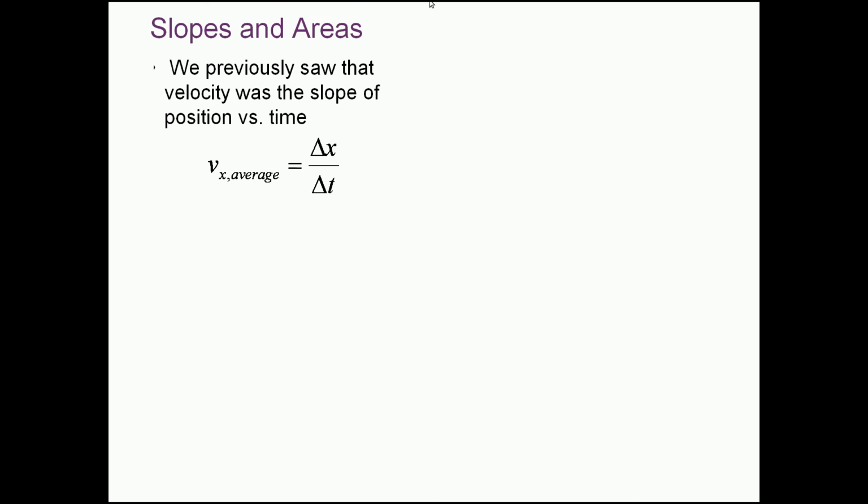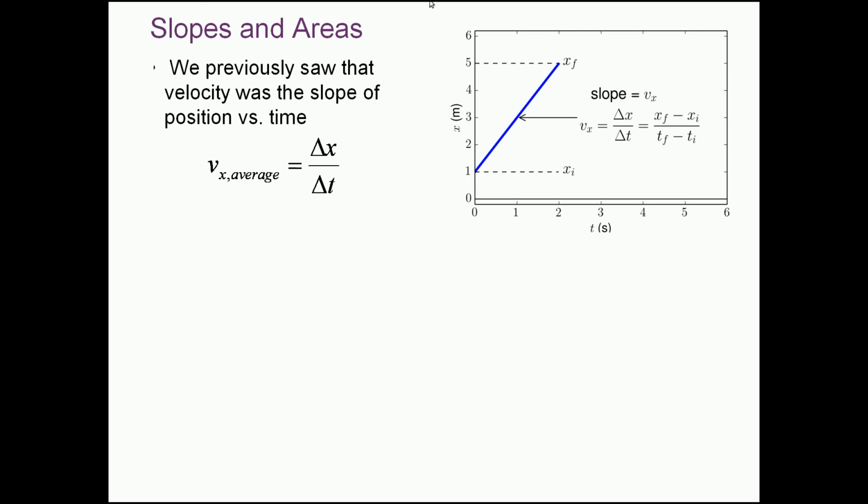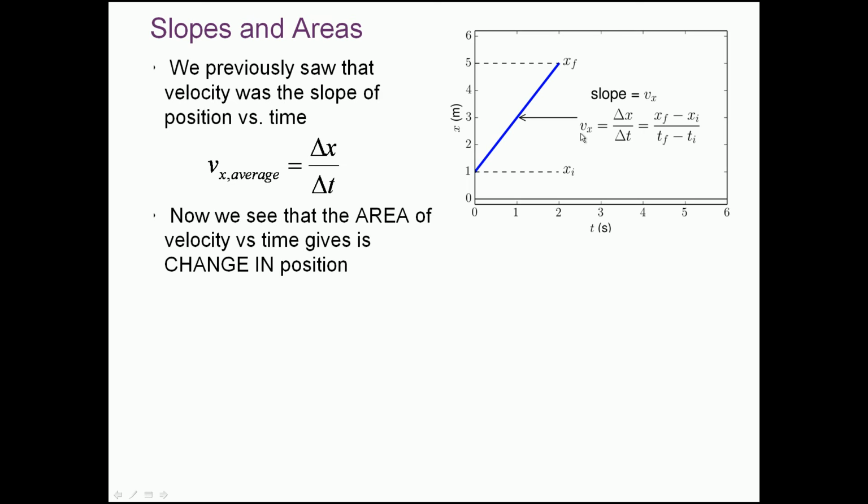If the average velocity in the x direction is the change in x over the change in time, if I look at a plot with the position on the vertical axis and time on the horizontal axis, and I look at an initial point and a final point, the slope, which is that change in x, the change in height divided by delta t, or the run, that's going to equal the velocity.